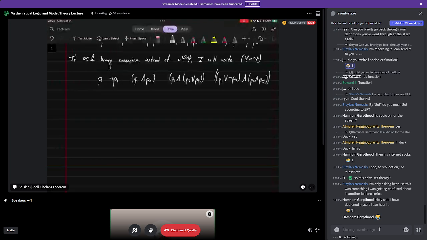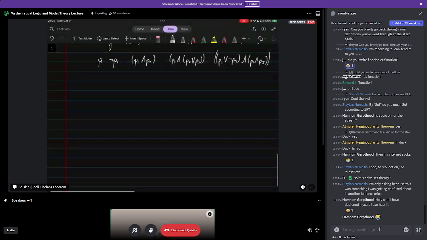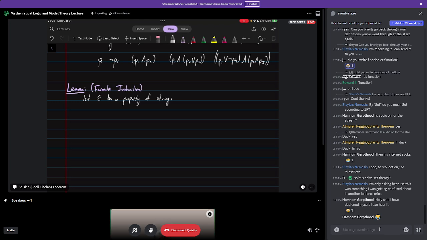Okay. So from what I just said before, we get the lemma. Literally, from it being the smallest set with these two properties, we get the following lemma, called the lemma of formula induction. The lemma says, let E be a property of strings. What that means is that we can think of it formally as a subset of the set of all strings. Either something has the property, so it's in the set E, or it doesn't have the property, and it's not in the set E.